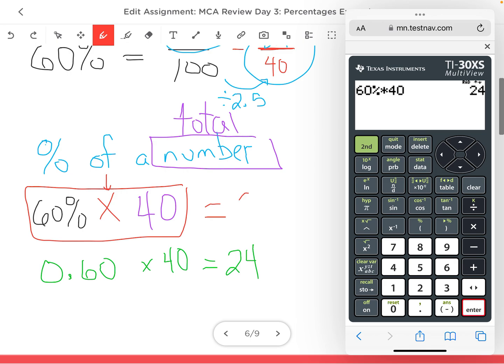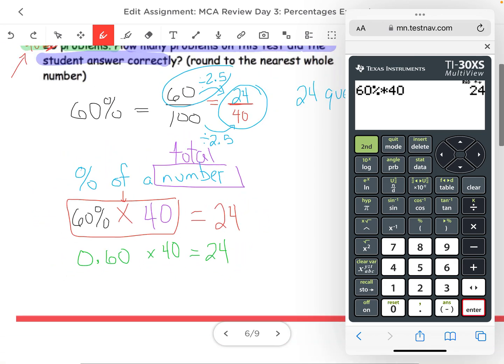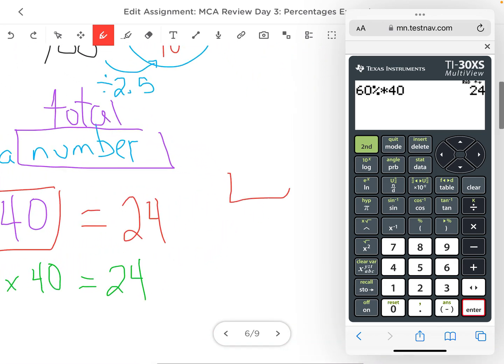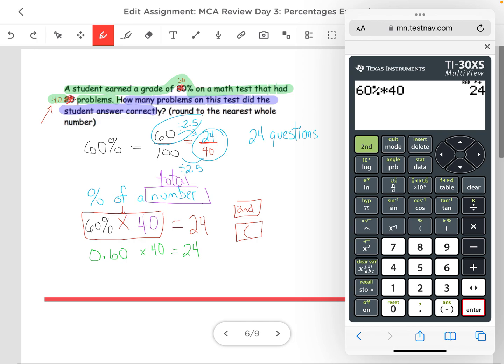That's also 24. Right? So where was that? It was above the 8. So you need to press second and then the left parenthesis. Doesn't matter which way you do it, right? I like all the ways. The easiest way for me is probably this bottom one because I know what 60% looks like as a decimal.